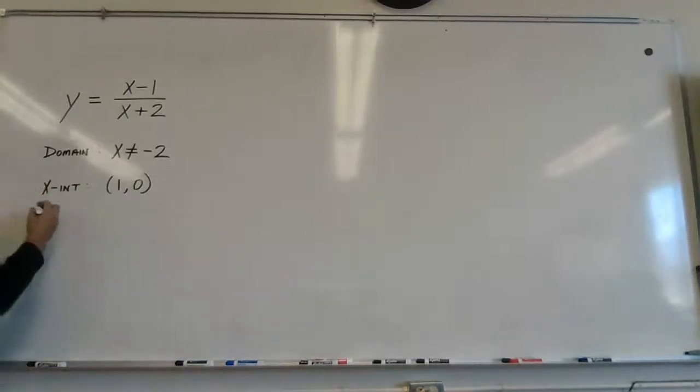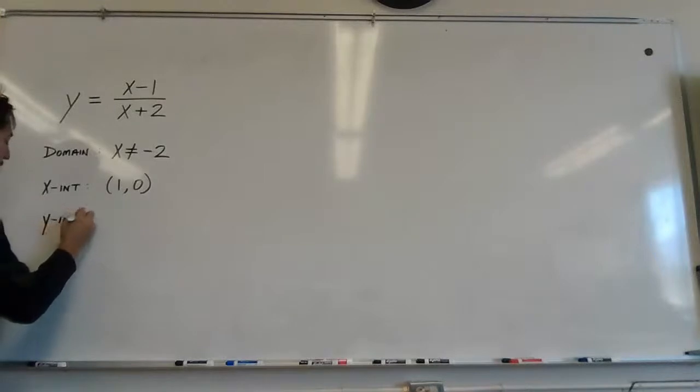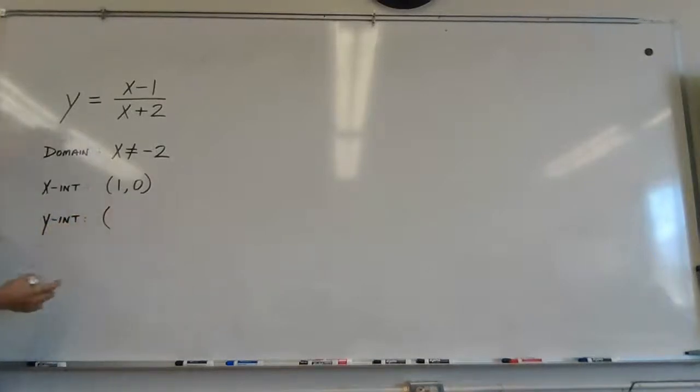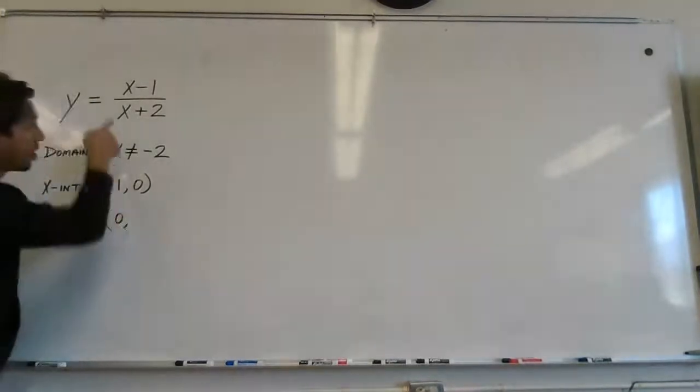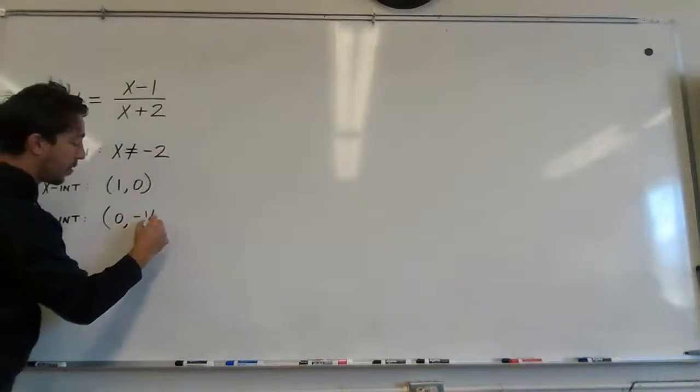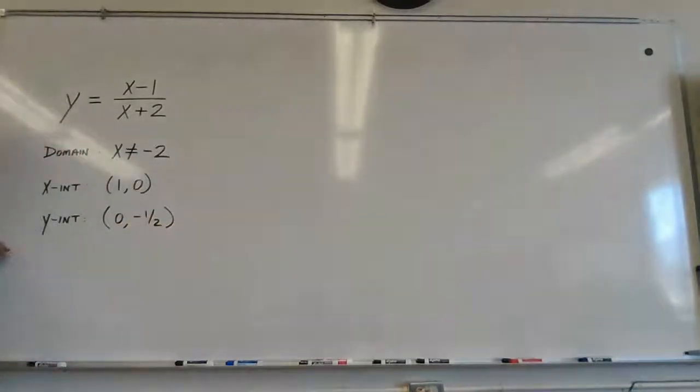How about y-intercept? How do we find it? Set x to 0. Plug in 0 for x. This one, all you've got to do is plug in 0 into the function. So if we plug in 0, the y value will be -1/2. Is everyone okay with that? Yeah. You're cool with it.